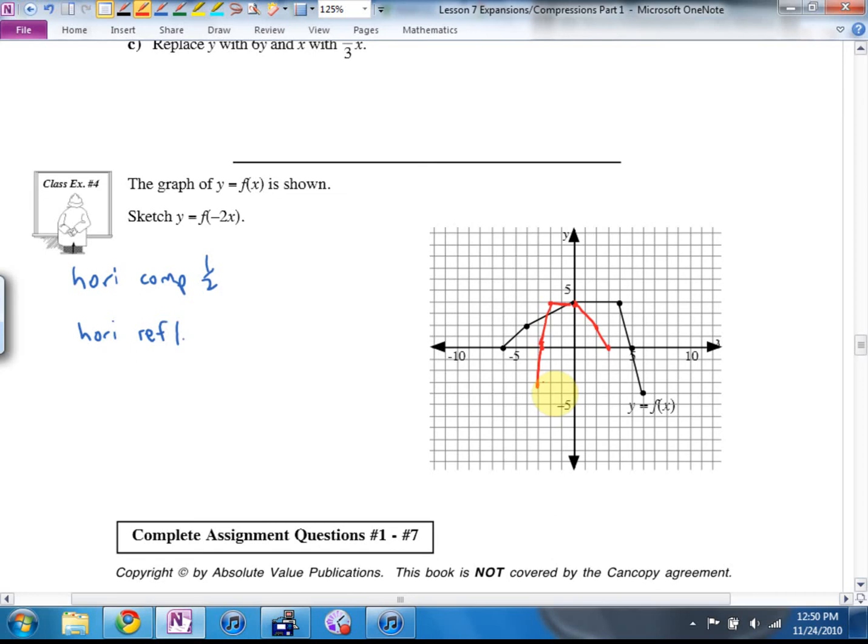Okay. Part 1 of your homework, number 1.